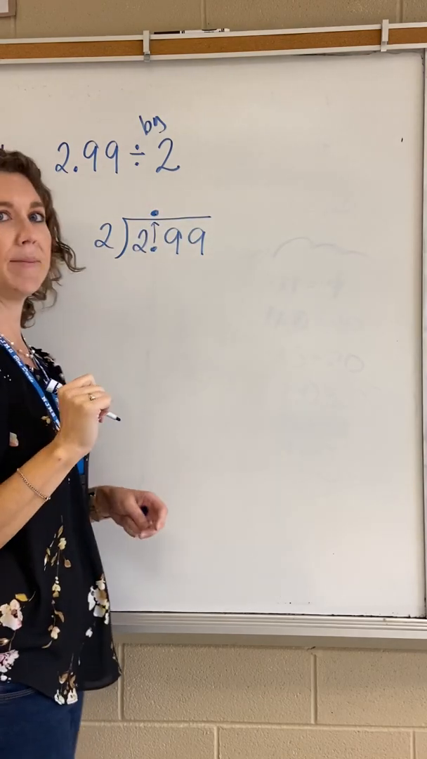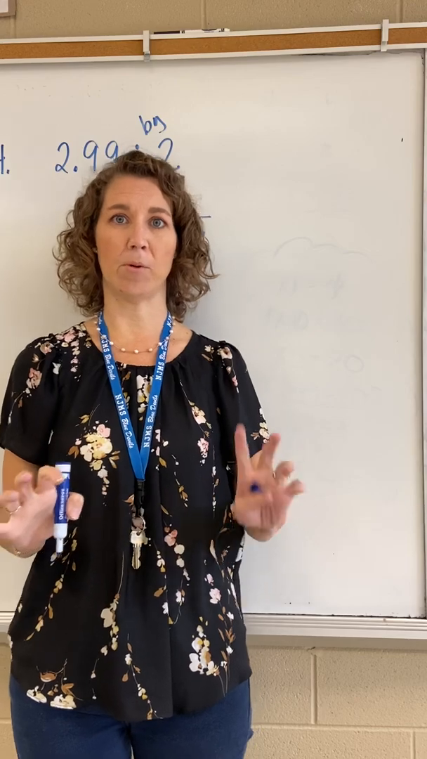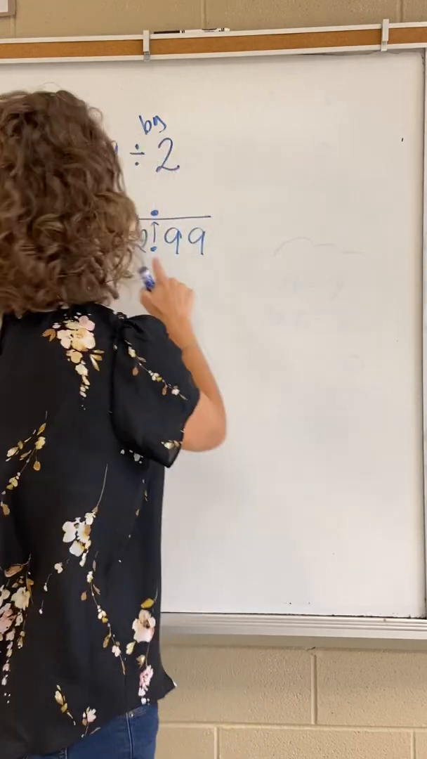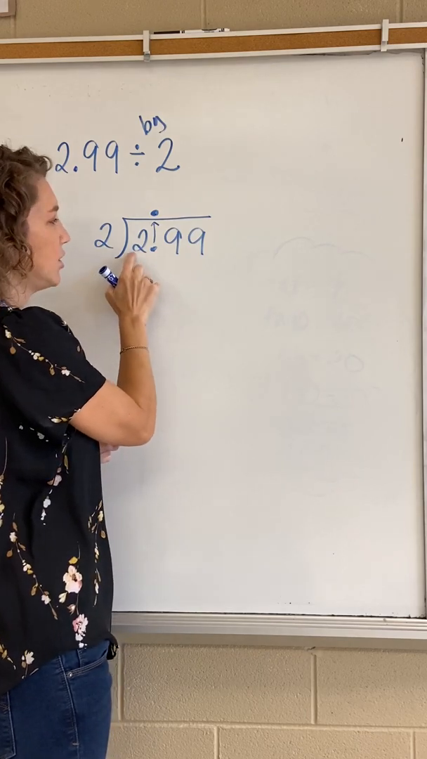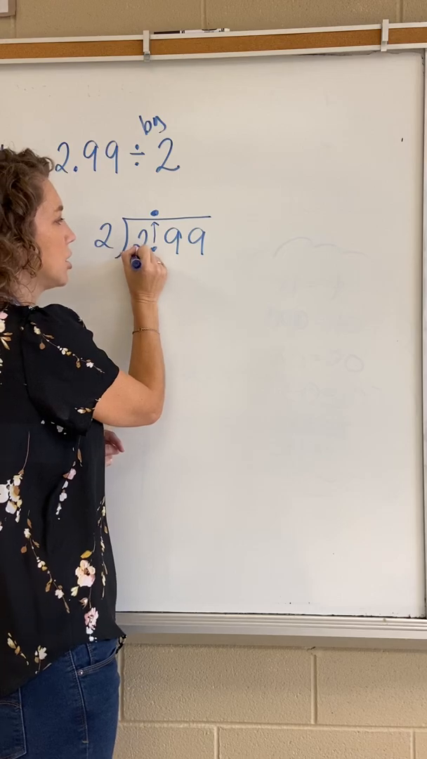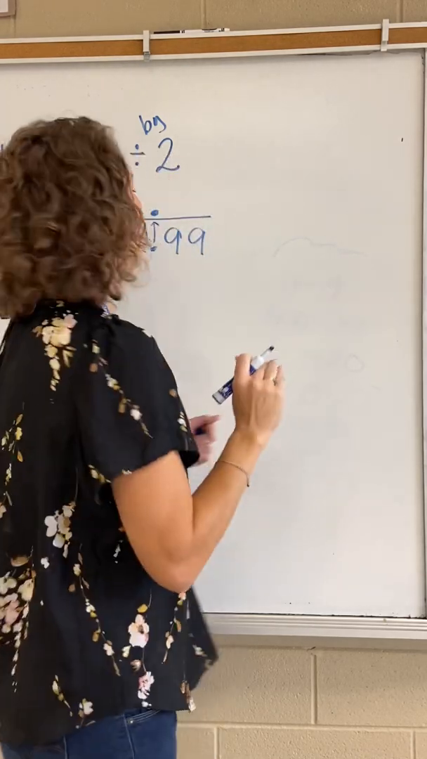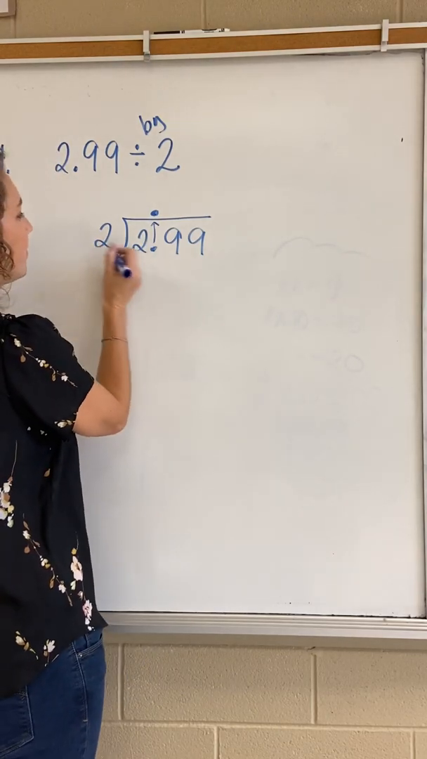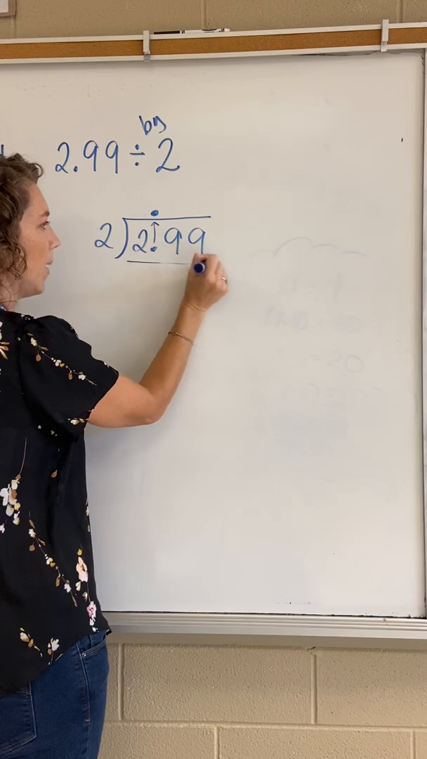Push that decimal up, and then for a moment, we forget about that decimal. We don't really forget about it because it's up there in our answer. But we're not going to think about this as 2 wholes and 99/100ths. We're going to think of this as like 299, just for a moment, okay? All right, now, we start with the traditional. We start with the left, and we're going to work our way to the right.